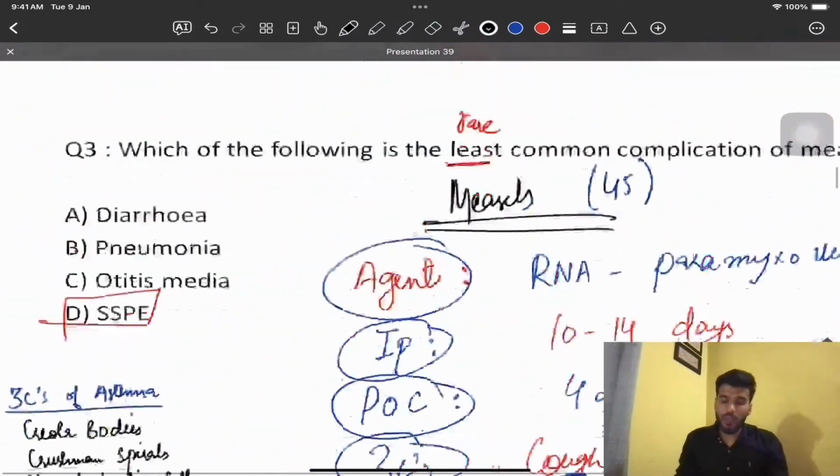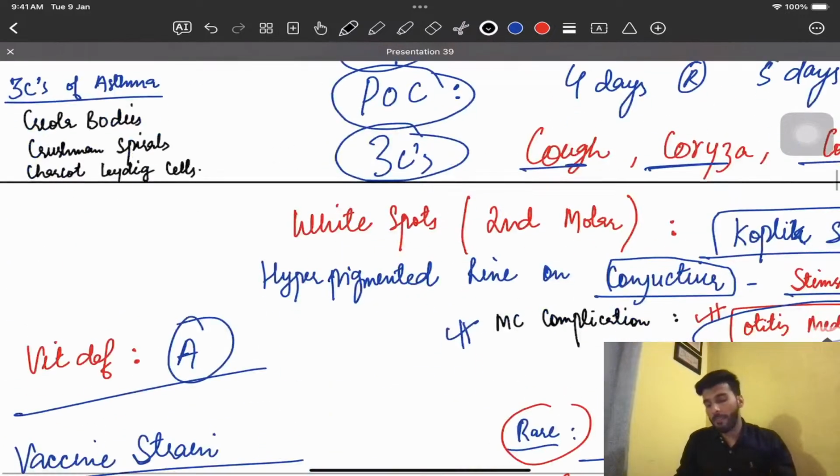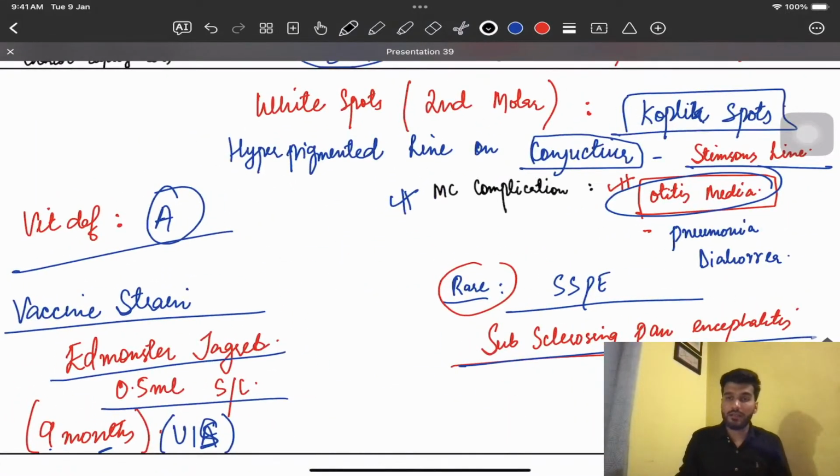So remember the 3 C's of asthma. It was all about measles. The rare complication is SSPE. You just remember measles this much, that's more than enough for the exams.